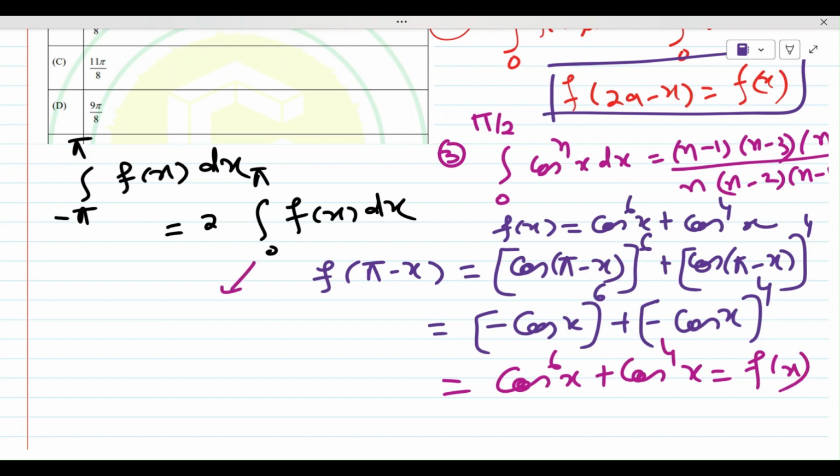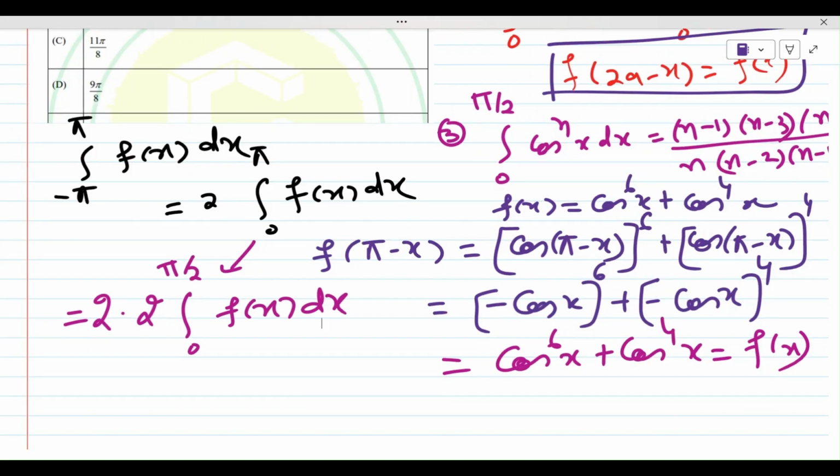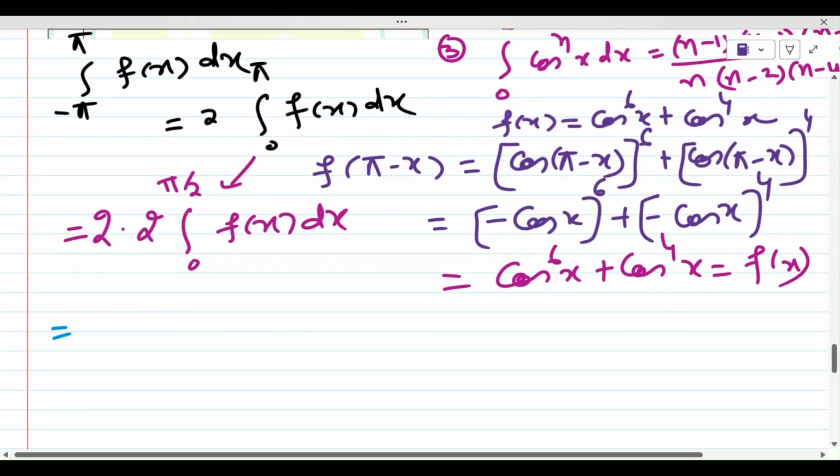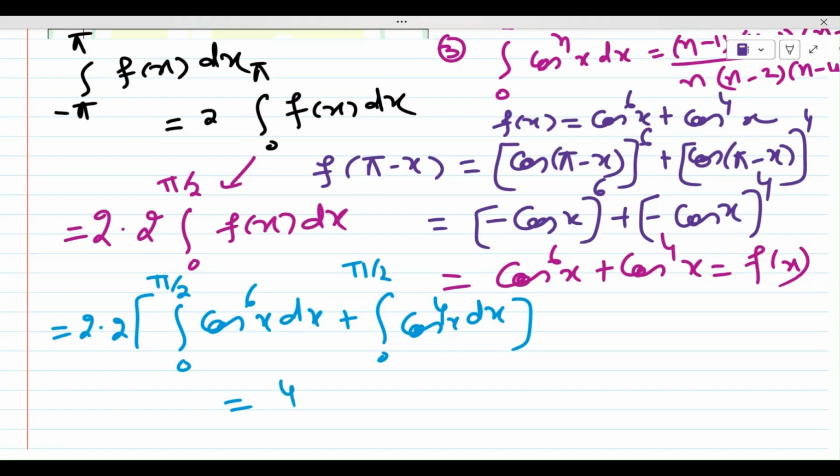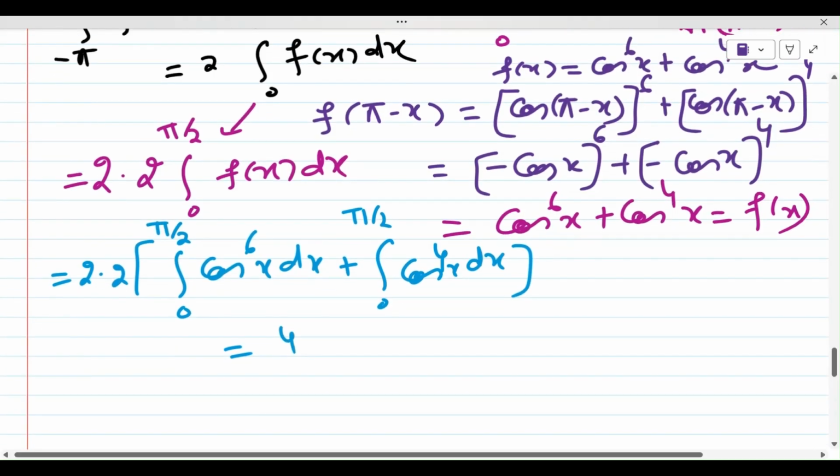It means this value equals 2, which is already there, into 2 times the integral from 0 to half of pi, meaning 2a becomes a, so pi becomes pi by 2, of f of x dx. Now we are going to apply the third formula, the reduction formula. So that is 2 into 2, the integral from 0 to pi by 2 of cos raised to power 6x dx plus the integral from 0 to pi by 2 of cos raised to power 4x dx, right?